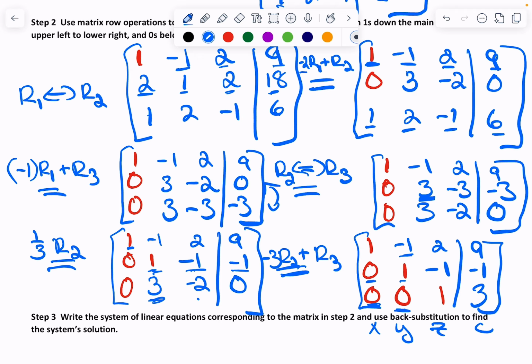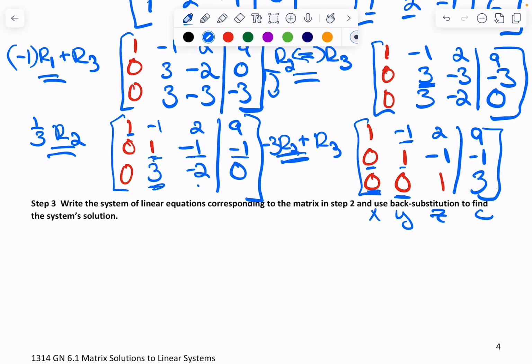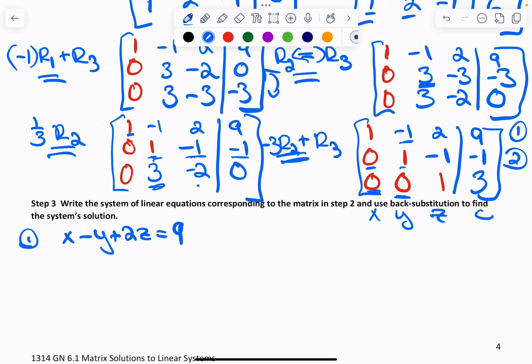So we are going to write this system of linear equations here. So our first equation here is going to be x minus y plus 2z equals 9. Our second equation, we don't have an x because it's a 0. It's y minus z equals -1. Our third, we have zeros where we've got x and y, so those coefficients are 0. So all we have is z equals 3.